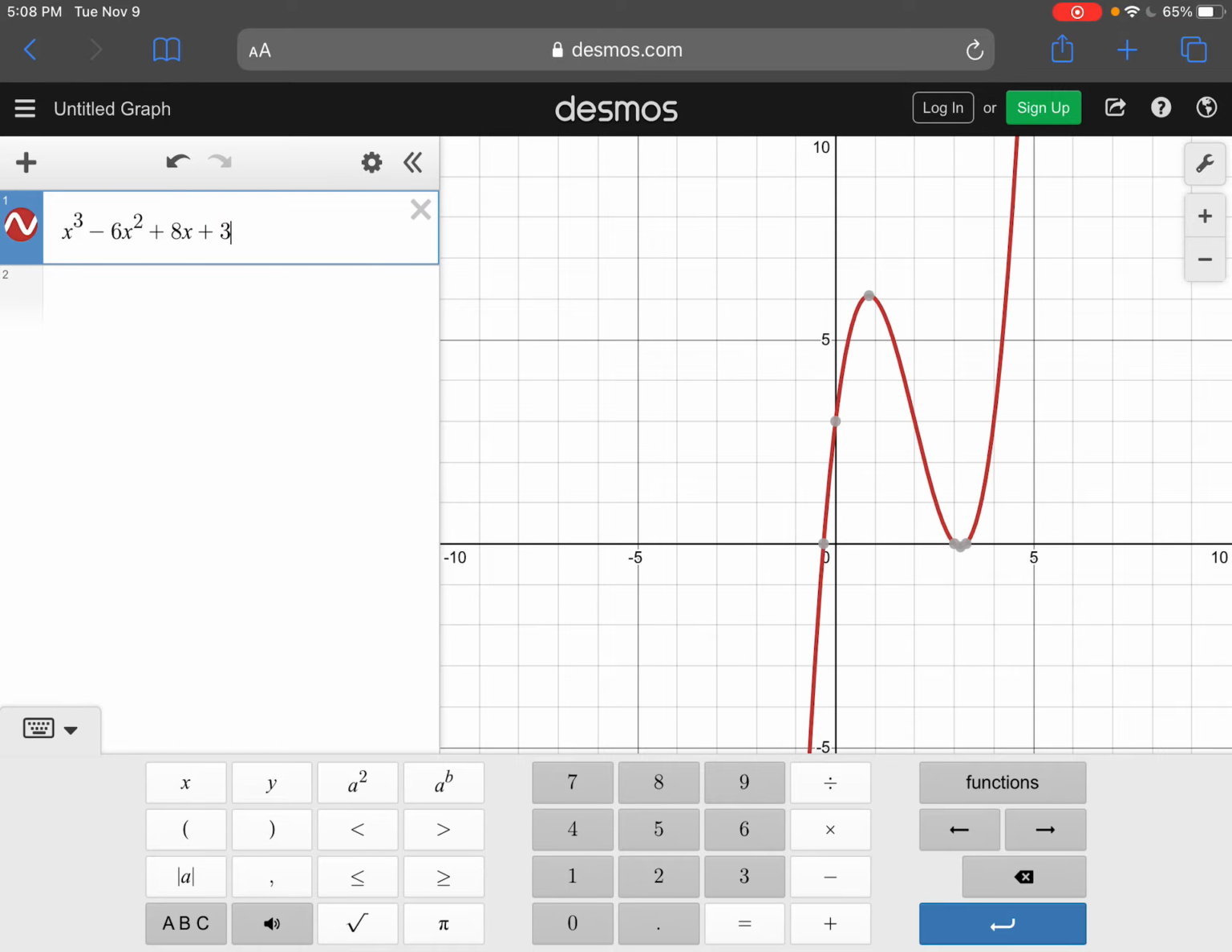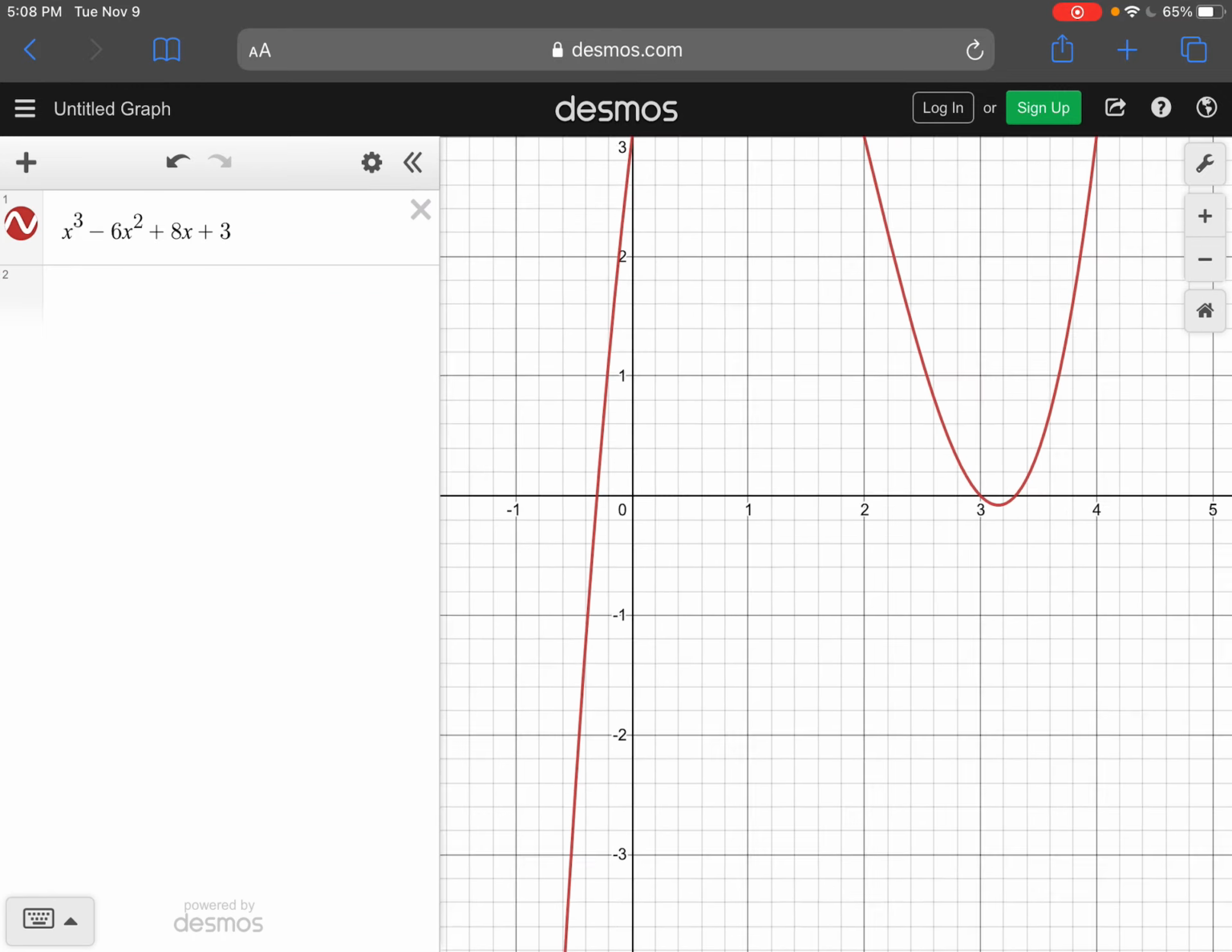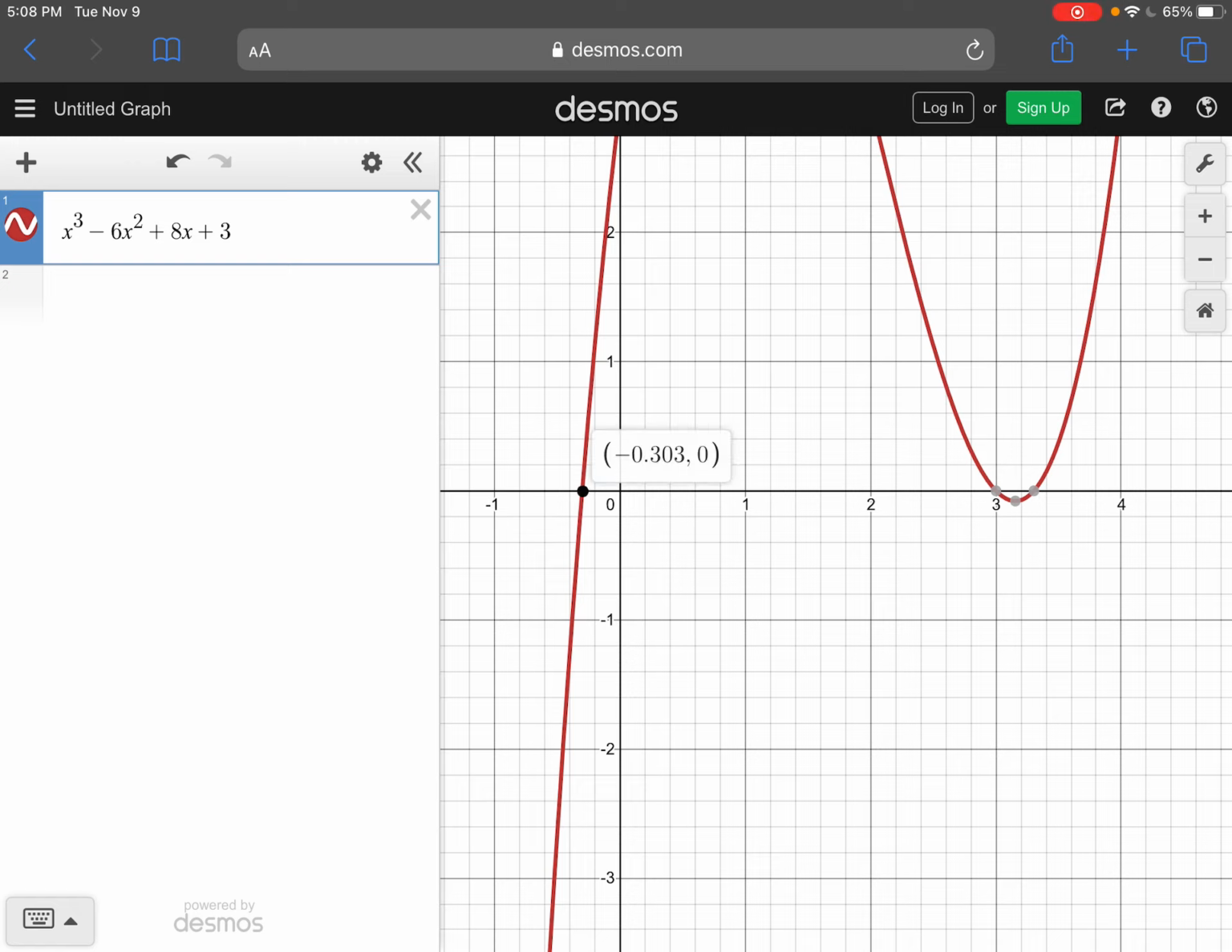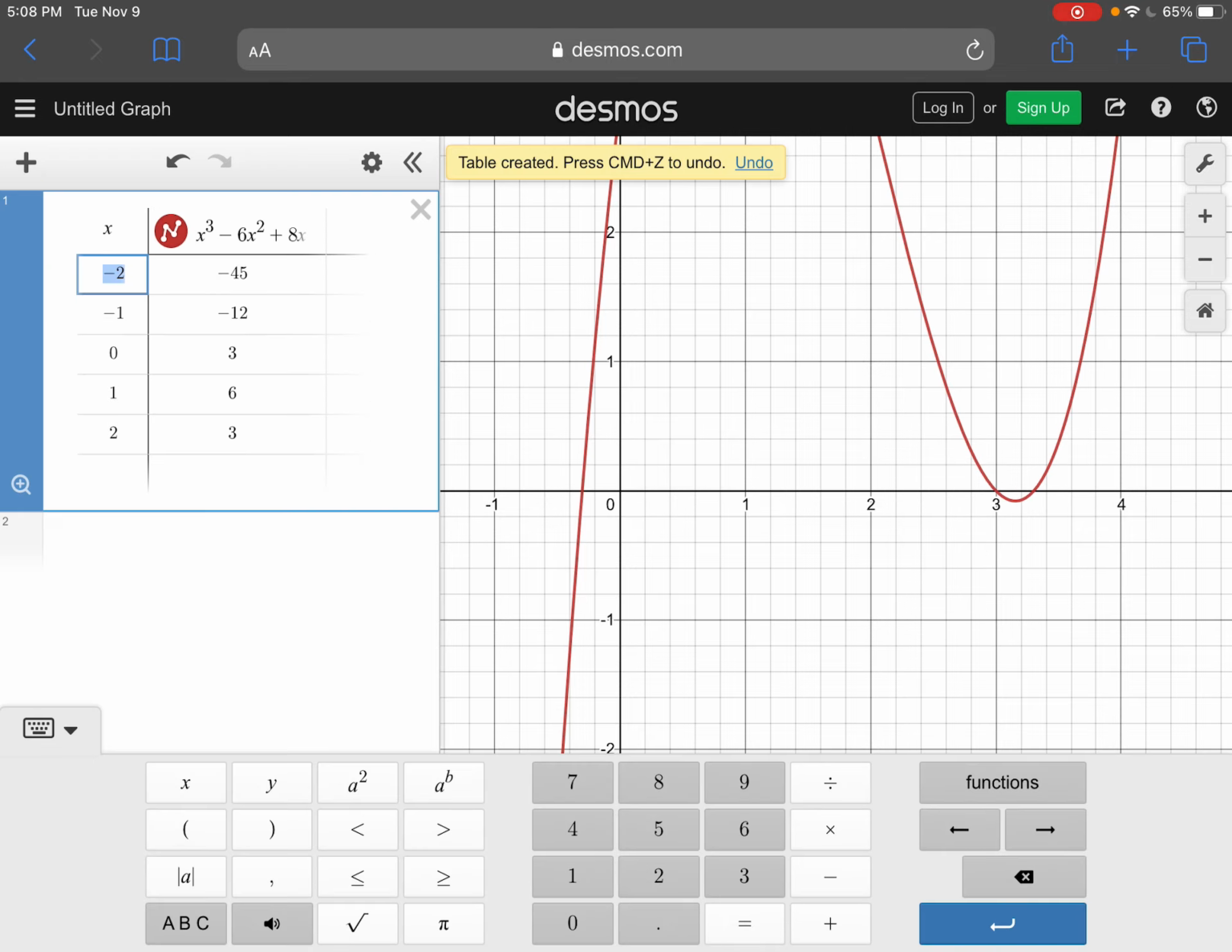And so here, that's a decimal. We don't want decimals. That's not going to work. What you can do if you're not sure what's going to work is go to your settings, click on your table, and put your possible rational zeros here. So our possible rational zeros are 1, -1, 3, and -3.